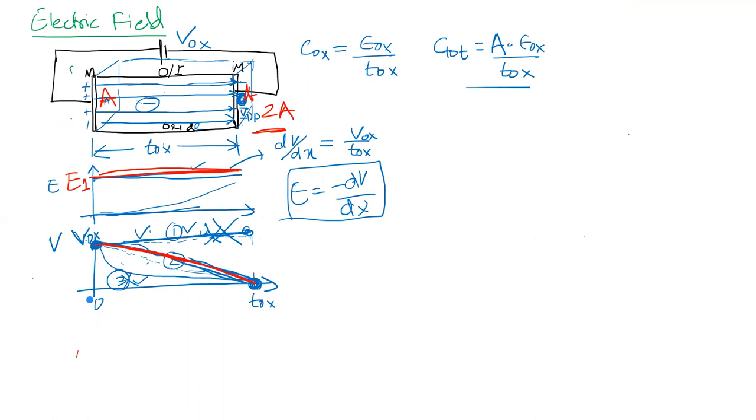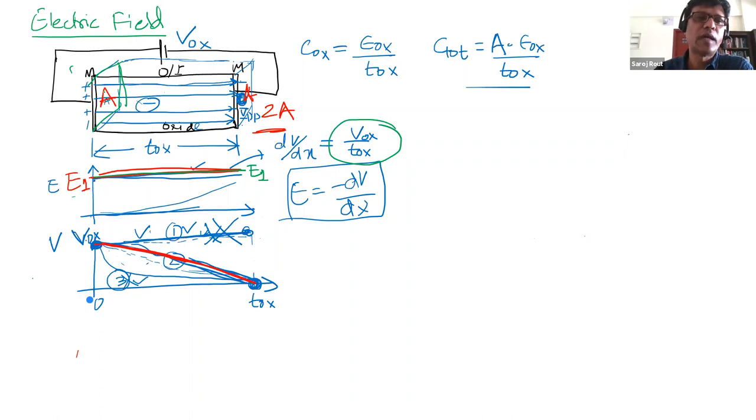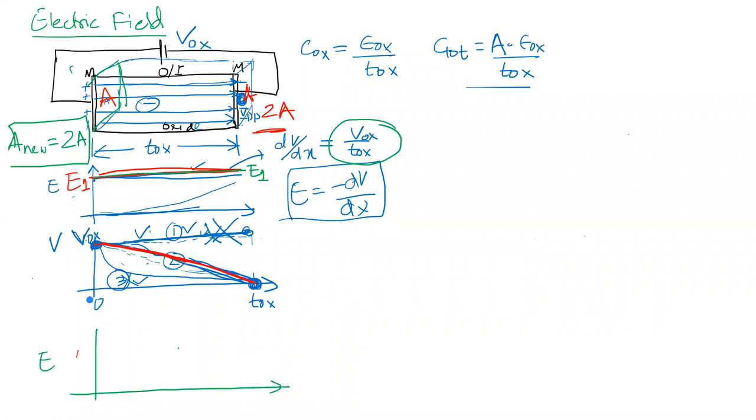Can you repeat the question again? Okay, so the question is, I started with an area of the capacitor, some area, W times L. I have two capacitor plates of area A. I applied a voltage Vaux and I got some electric field, which is constant throughout the dielectric and it's E1, given by Vaux over Tox. Now what I'm going to do is change the area to two times, so new A is equal to two times the previous area. My question is, if I draw the electric field again through the thing, how many times E1, the previous value of the electric field, will it be?